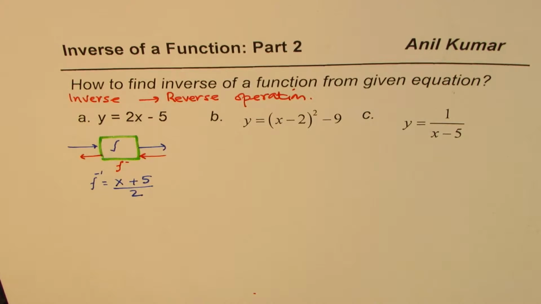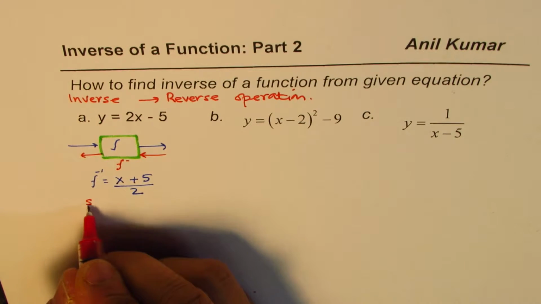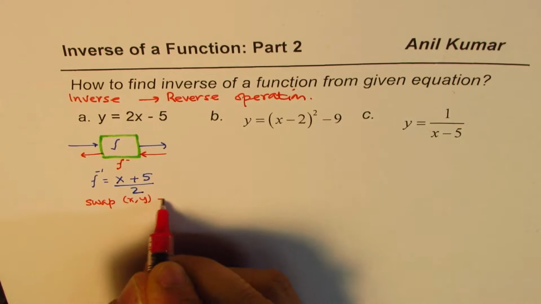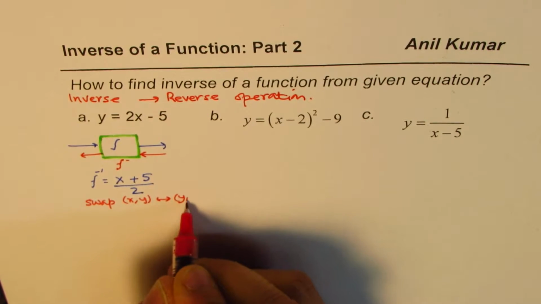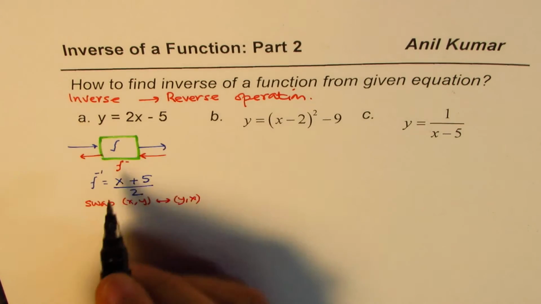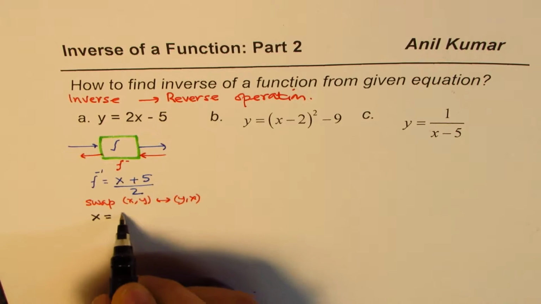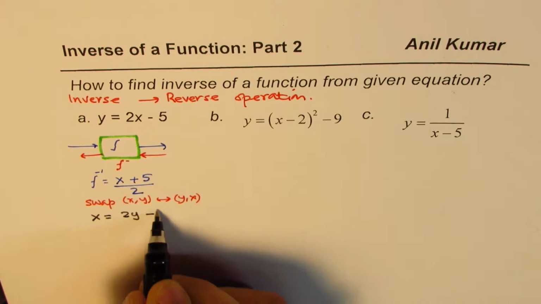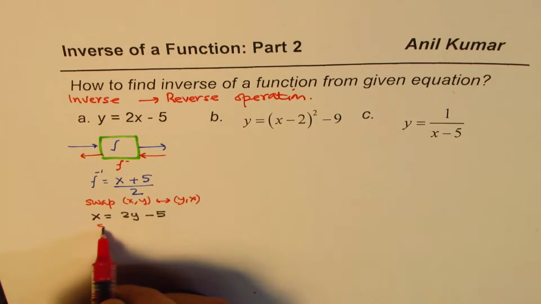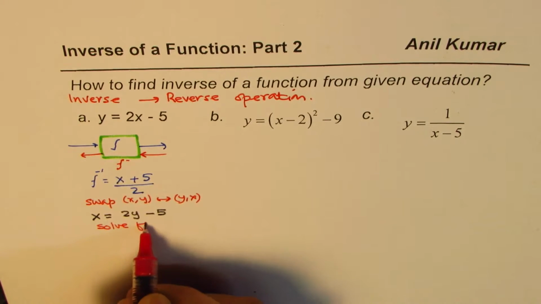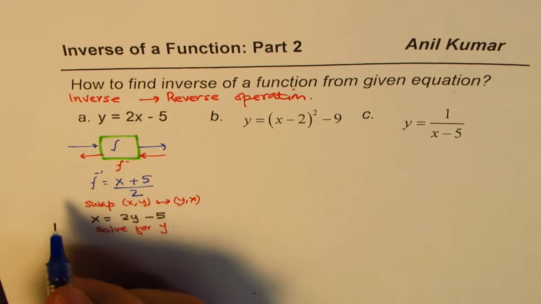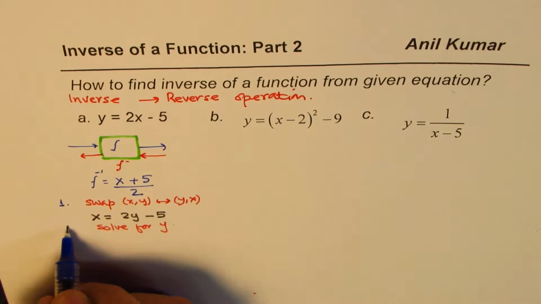First step is swap x and y. First step is to swap, change the x, y coordinate points, so change it to y, x. This is my first step, which should always be done. So we'll write this equation as x equals 2y minus 5. That's the first step. And the second step is solve for y. So always you'll find that these are the 2 steps, step 1 and step 2.